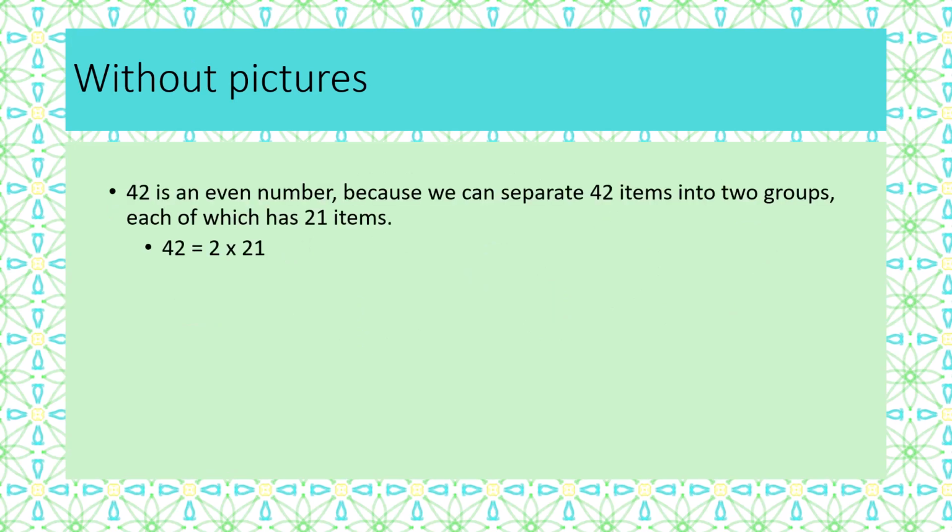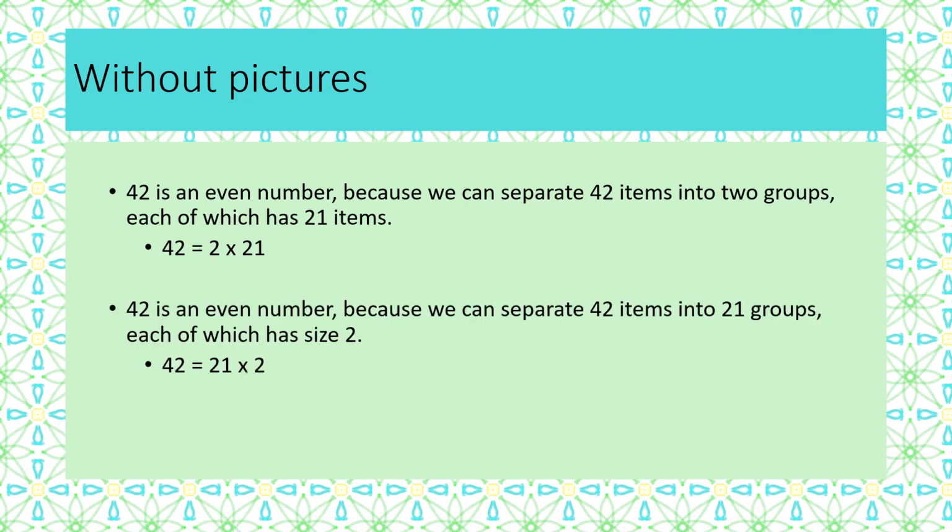We can also check for divisibility by 2 by using multiplication and division. Since 42 equals 2 times 21, we know that we can separate 42 items into two groups of size 21. Similarly, since 42 equals 21 times 2, we know that we can separate 42 objects into 21 groups of size 2. Either way, we see that 42 is divisible by 2 and thus is even.